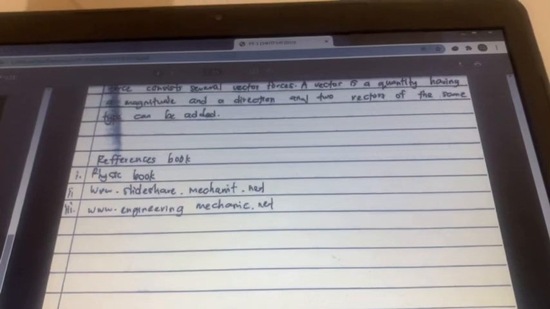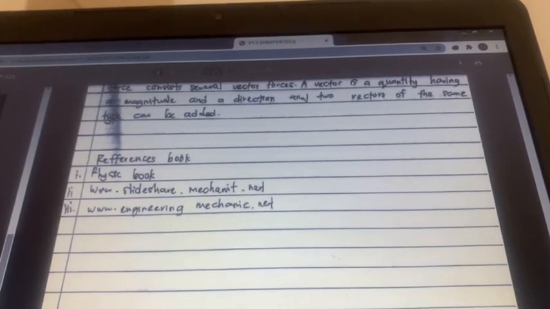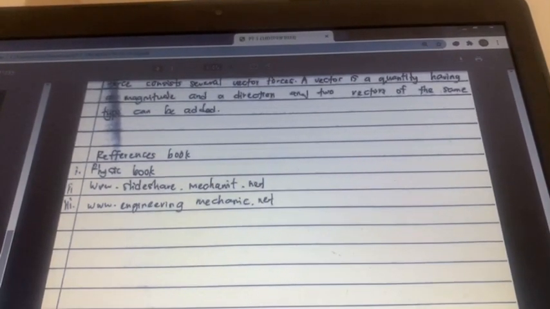The references are a physics book, www.slideshare.mechanic.net, and number 3 is www.engineeringmechanic.net.